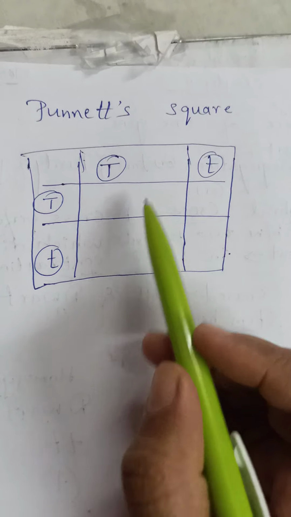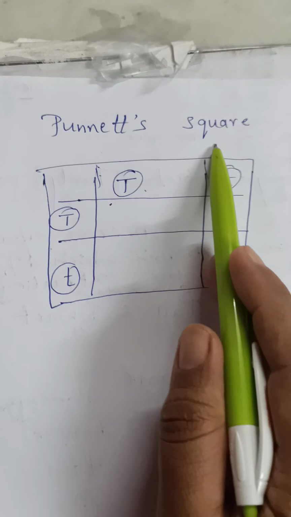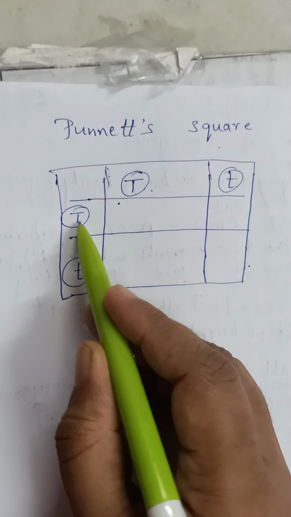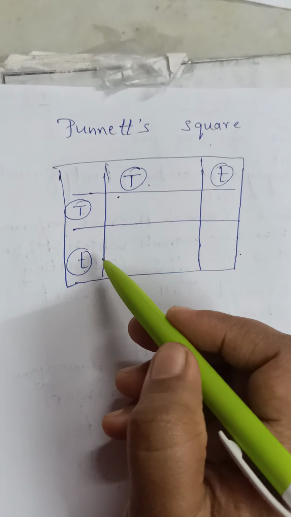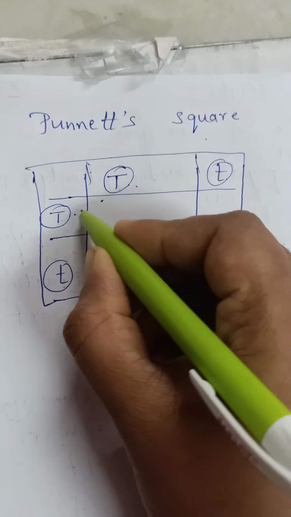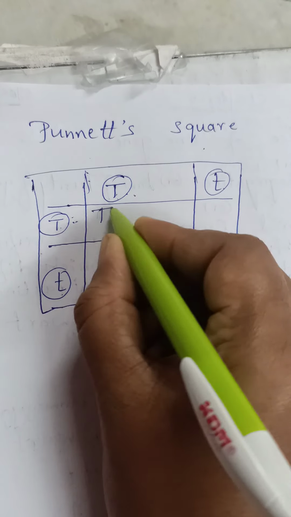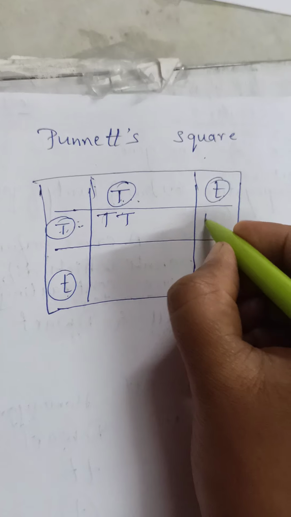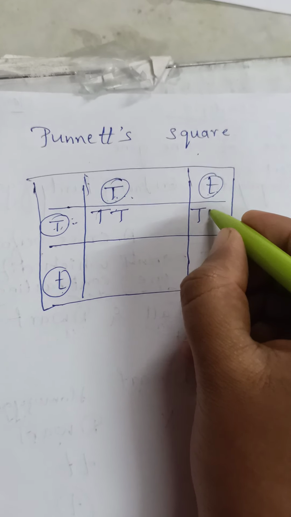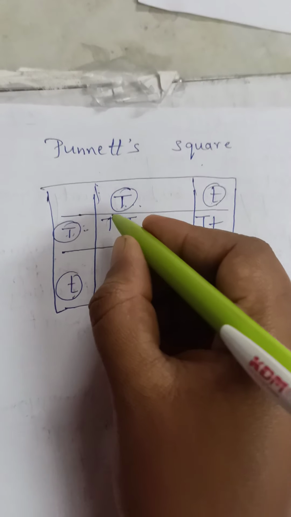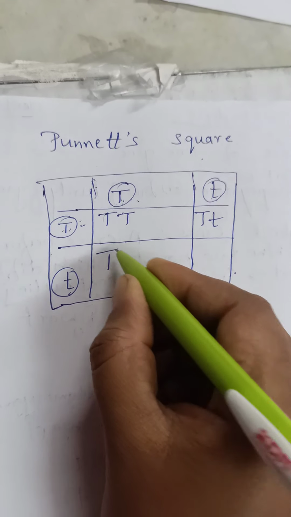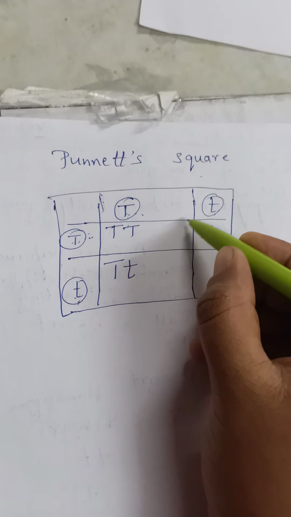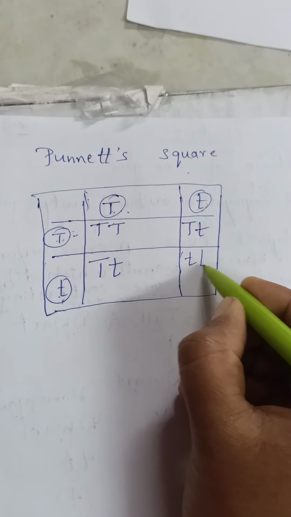For doing F1 selfing, we need to draw a Punnett square, also called a checkerboard. We write capital T and small t on one side, and the same capital T and small t on the other. Then we combine them: capital T and capital T, capital T and small t, small t and capital T. While writing, we write the capital letter first. Last is small t and small t.